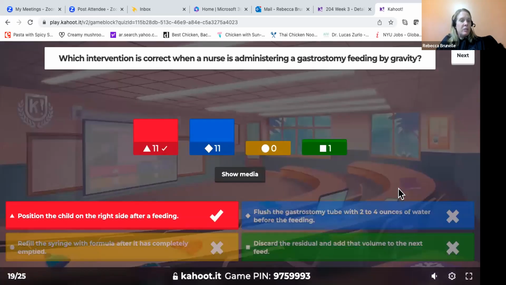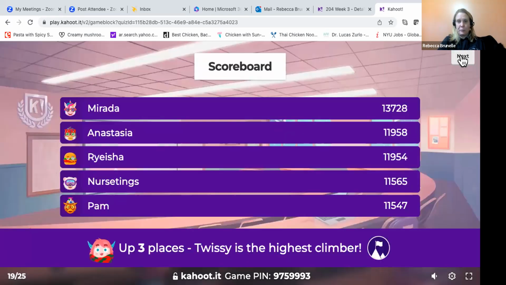So I know several of you chose the 2 to 4 ounces of water. It's okay. You should flush it with a little bit, but especially with a kid, 2 to 4 ounces of water is quite a bit of liquid. That's why this one is not the best answer, because that could be a lot of liquid for a kid. You want to do maybe 5 mLs to make sure the tube is working, but 4 ounces would be 120 milliliters. That could be their whole feed. So you're not going to use that much on a kid. And then putting them on the right side gives their stomach a little more room, and could help the food move down.